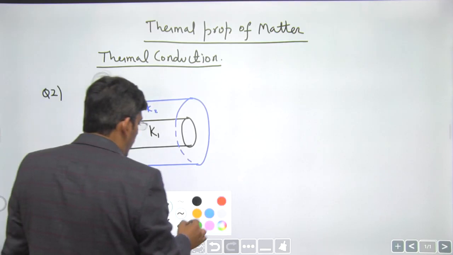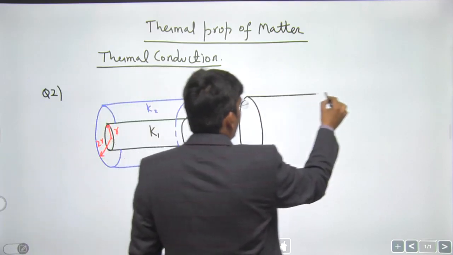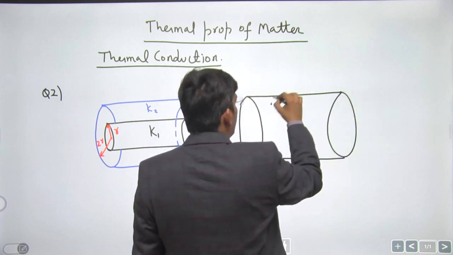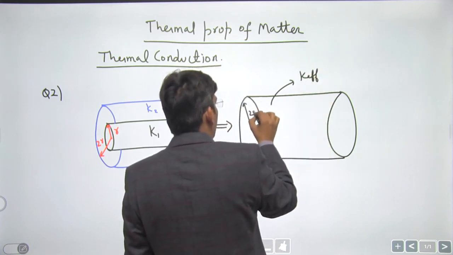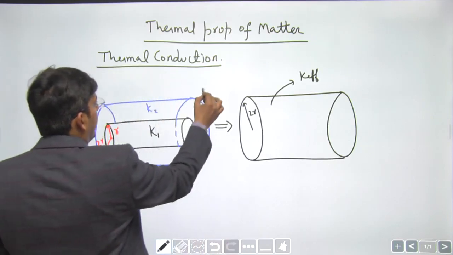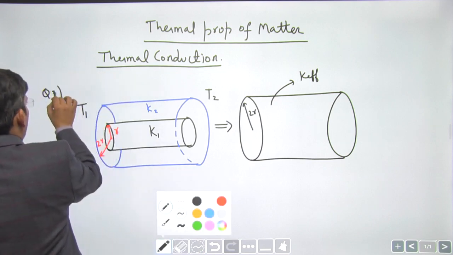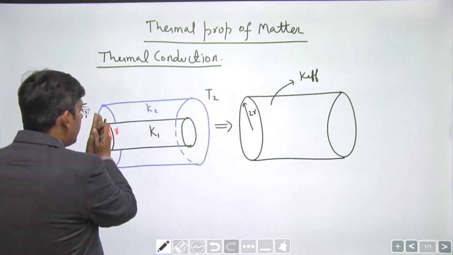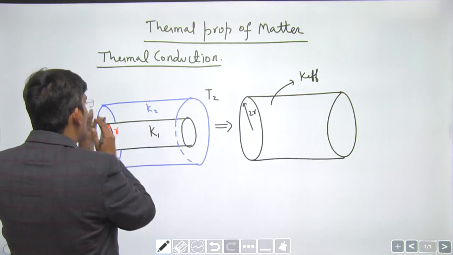Now you want to replace this cylinder by a bigger cylinder. Right, now I want to replace the cylinder by a bigger cylinder, and what should be the effective K? Radius being 2R, right? Now if the ends are maintained at different temperatures, this is question number 3, not the second one. So basically the temperature difference across the inner cylinder and the temperature difference across the outer coating is the same.